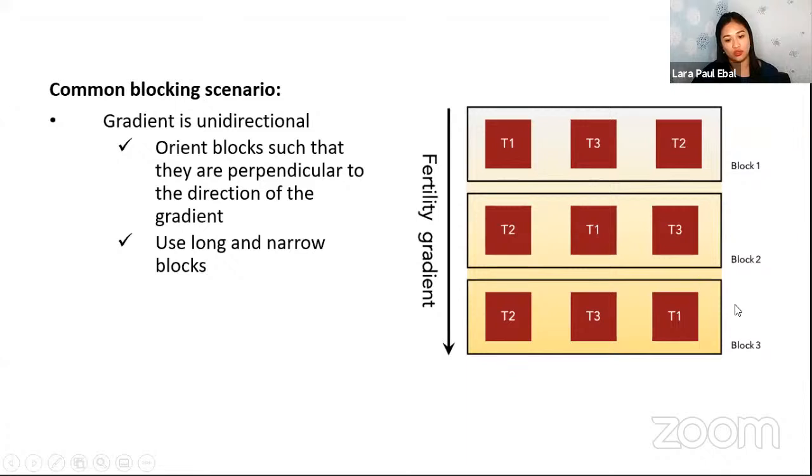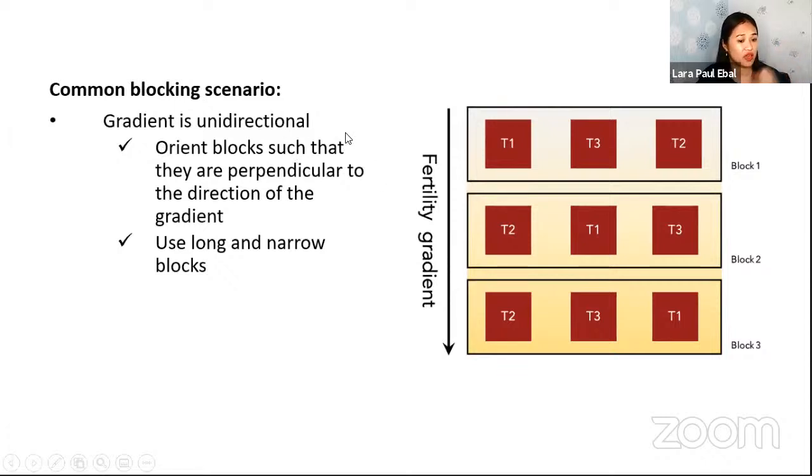So this is in the same block. Take note that block 1 has these 3 treatments present, and block 2 the same. The 3 treatments are all present, and then block 3 also has these 3 treatments present. Now, the gradient is unidirectional, this one direction only.